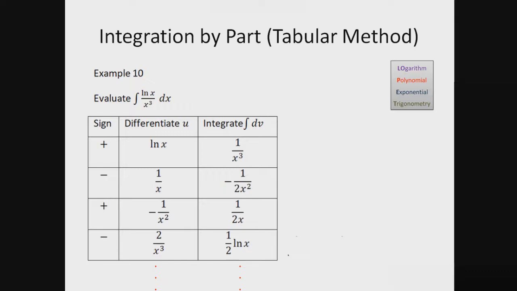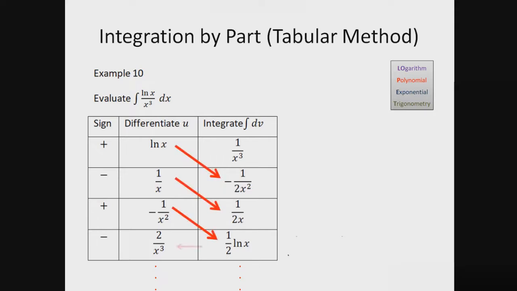Actually, at any of these rows, if we multiply across, it is equal to the integral of that product. For example, I choose to stop at the fourth row because the integral of the product of 2 over x cubed multiplied by 1 over 2 ln x will give us the integral of ln x over x cubed dx, which is similar to the integral that we need to evaluate. Okay, so now we write it first so that you can see.